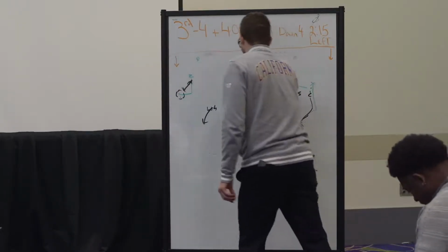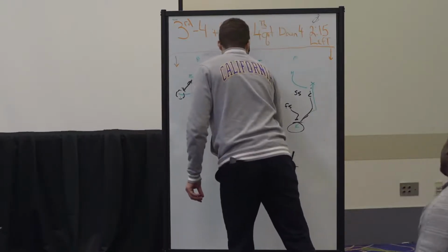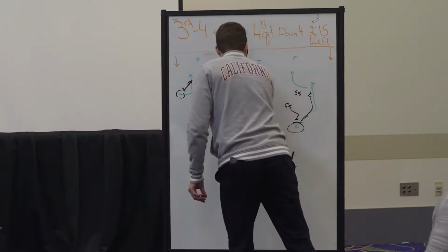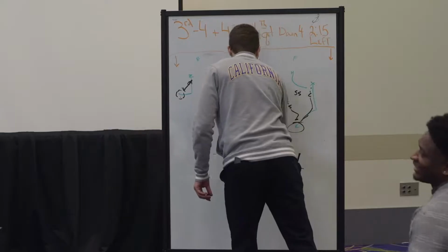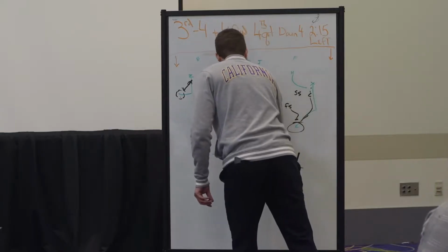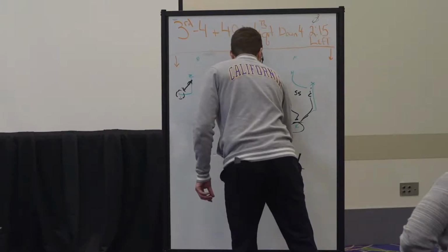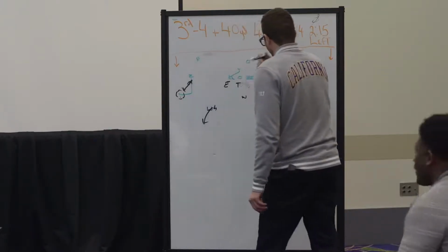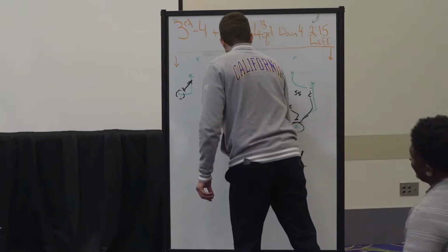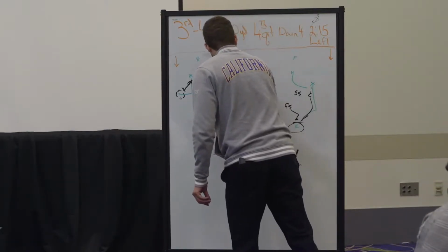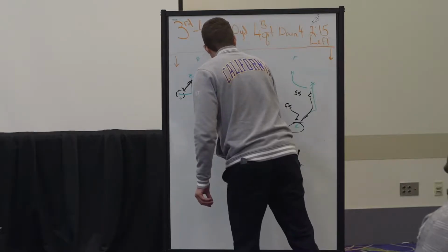Because your Y's tucked, and we know what you're doing, we're going to set the 3 tech to the Y, okay? I'm going to be a 20 backer, I'm going to be a 40 backer, and we're going to torch it up front. So when you run your gap scheme, he's going to cut the play off, he's going to bang it, and he's going to wrap.